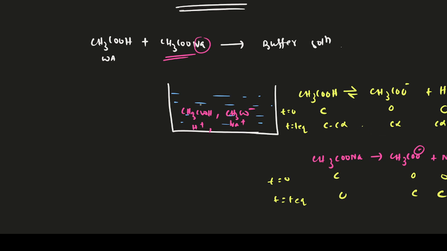Yes. So now we are going to calculate for buffer solutions. So for buffer solutions, let me write this. This is an acid, right? So we can write Ka. The equilibrium constant is Ka, because for an acid we use Ka. Then concentration of products by concentration of reactants.